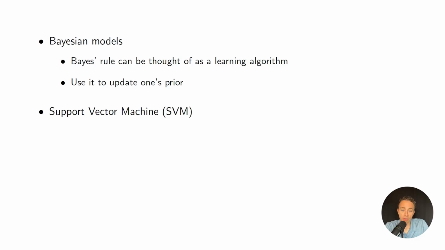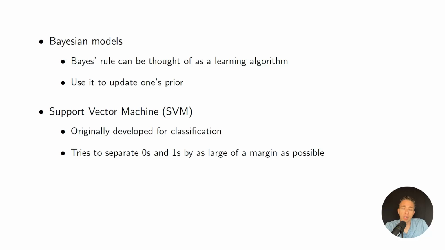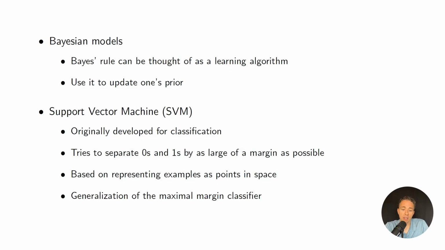There's also something called support vector machine. And this was originally developed for classification, and trying to separate positive and negative cases by as large of a margin as possible. And it's basically based on representing examples as points in space and then trying to fit the largest separating margin as possible. I would say the methods on this slide are not used very frequently in econometrics.